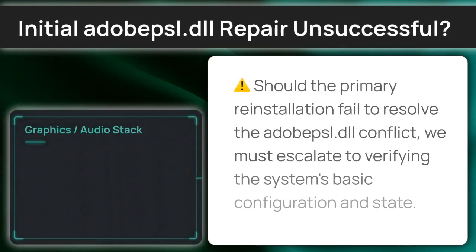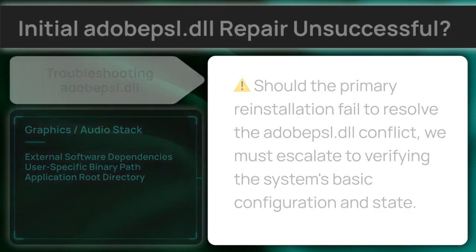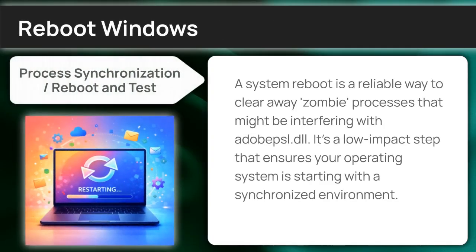In cases where the official installer remains ineffective, we must escalate to a manual review of your system's active runtime state. A system reboot is a reliable way to clear away zombie processes that might be interfering with Adobe PSL Library. It's a low-impact step that ensures your operating system is starting with a synchronized environment.